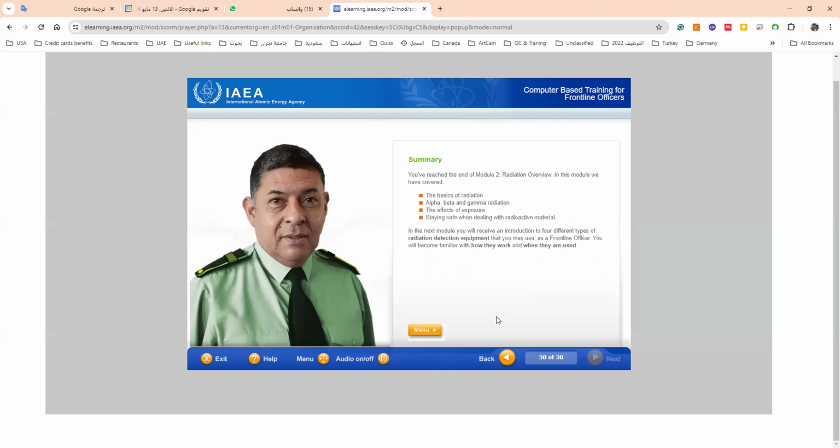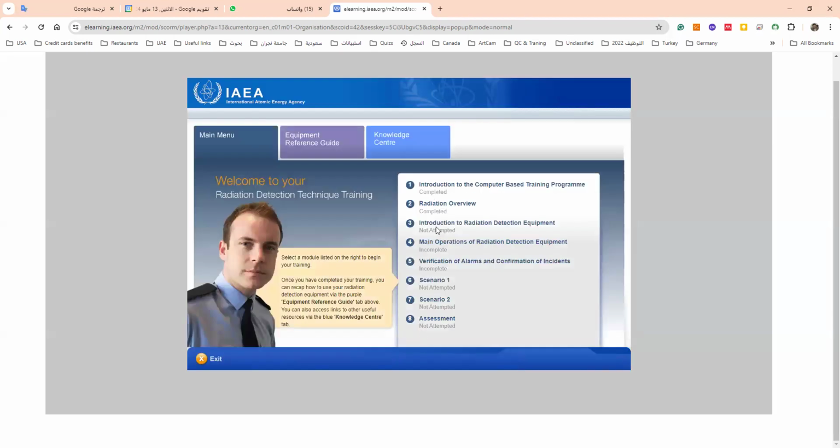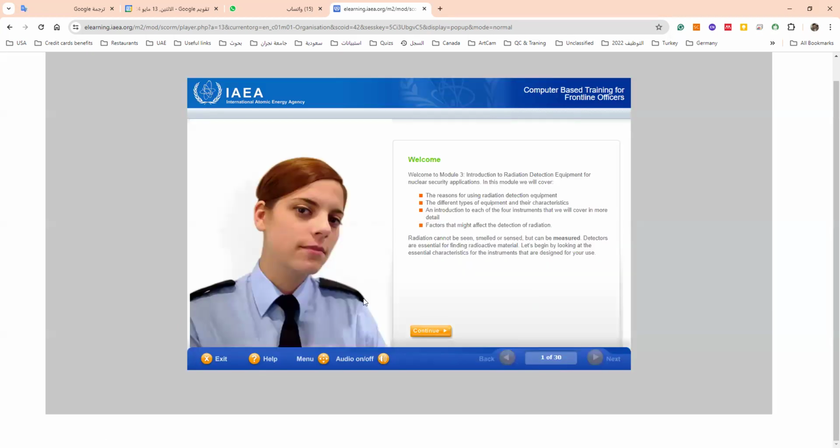Summary. You have to read this summary, and we'll go back to the third part, introduction to radiation detection equipment. In this module 3, we will cover the reason for using radiation detection equipment, the different types of equipment and their characteristics, an introduction to each of the 4 instruments, and more detailed factors that may affect the detection of radiation.